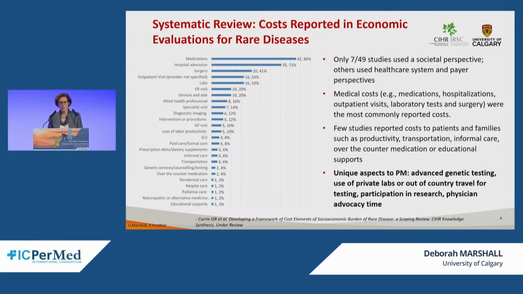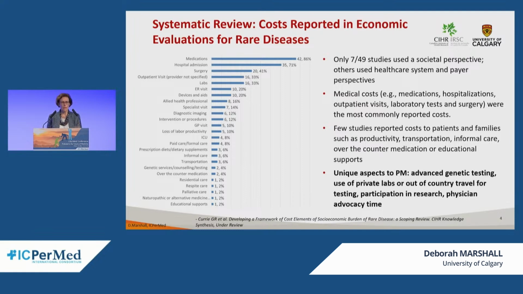So you'll see here that only 7 of the 49 studies included in this systematic review, this is in rare disease as an example, essentially are on medicines, hospitalizations, outpatient business visits, all of those kinds of costs, but don't include these other kinds of productivity costs, transportation, informal care, and these kinds of things that, as you know, really can make a huge difference from the patient perspective.